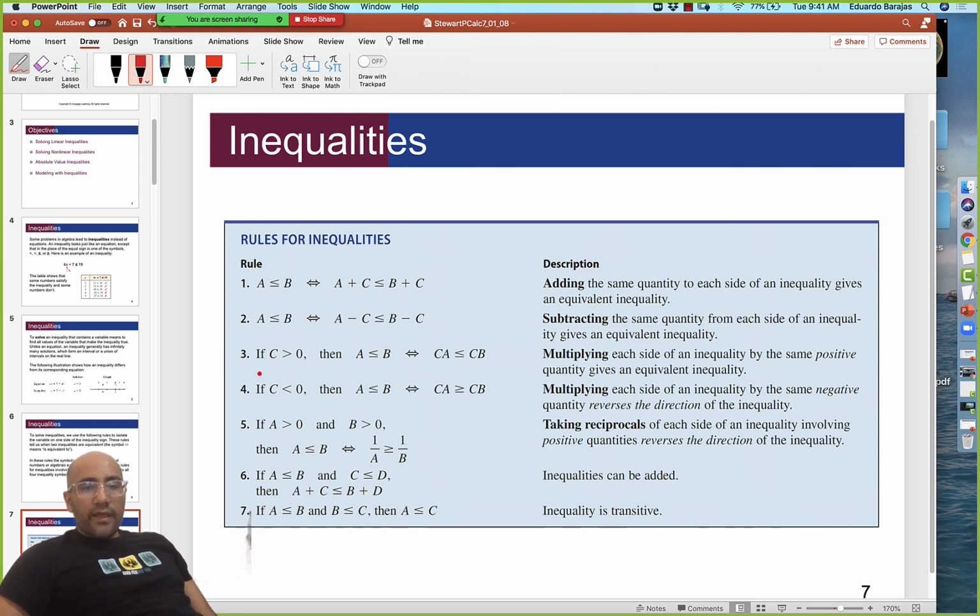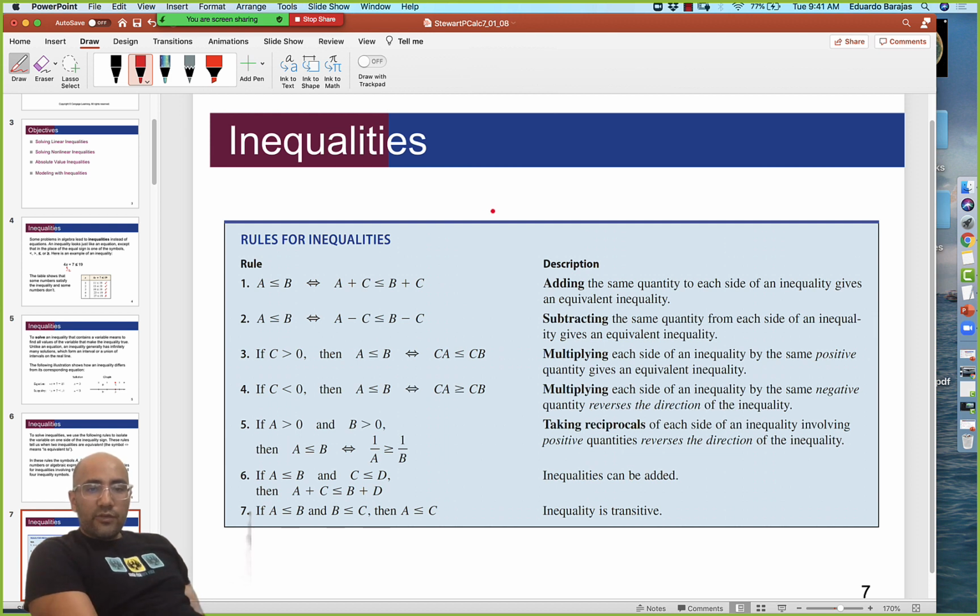Now, on the other hand, if c is negative, meaning c is less than 0, this rule is saying that if we multiply both sides of an inequality by a negative number, then the new result is almost the same as what we would expect, but the direction of the inequality changes. That's all. So let's do an example of that part.